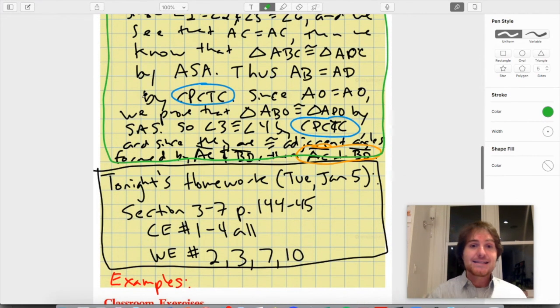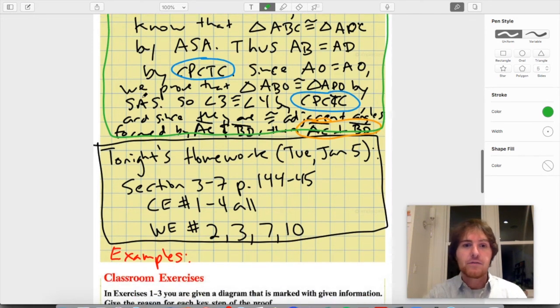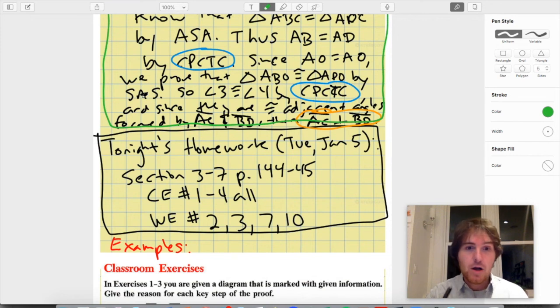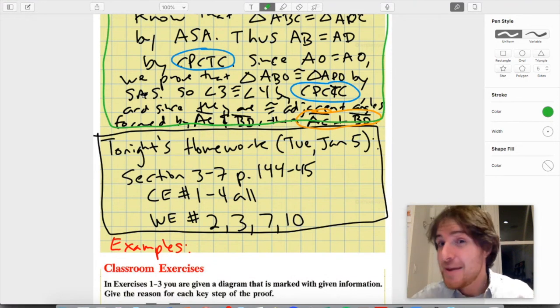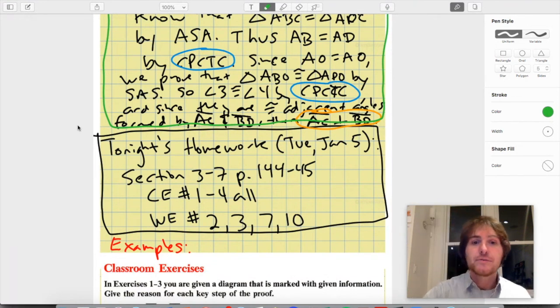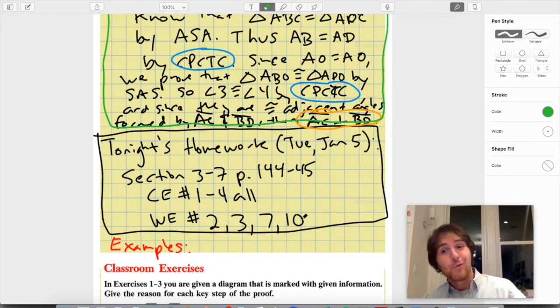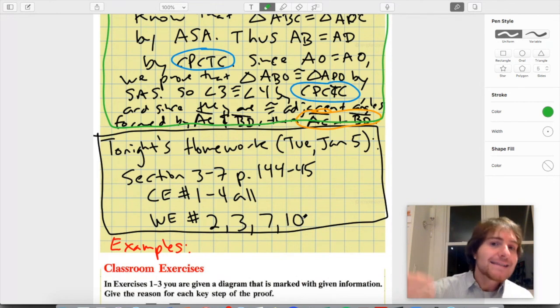Okie dokie, tonight's homework, we got Tuesday, January 5th, section 3-7, pages 144 and 145. Classroom exercises 1 through 4 all, written exercises 2, 3, 7, 10. I don't think any of these problems would take you more than like 5 minutes, let's say. Maybe one of the proofs takes you up to 10 minutes because it's a while. I don't know. There's 4 problems there, 5, 6, 7, 8 problems. So if they did take you the full 5 minutes each time, you're looking at like 40 minutes of homework, which is kind of a lot, right?